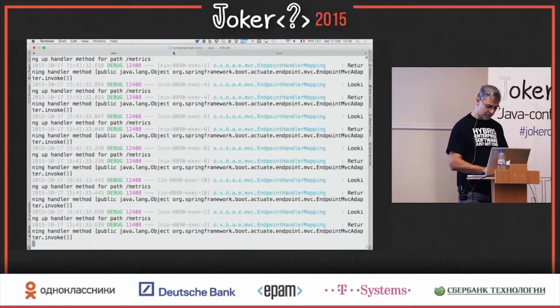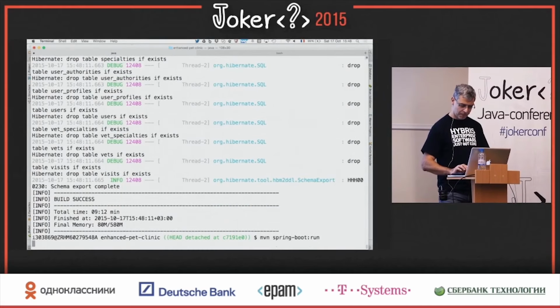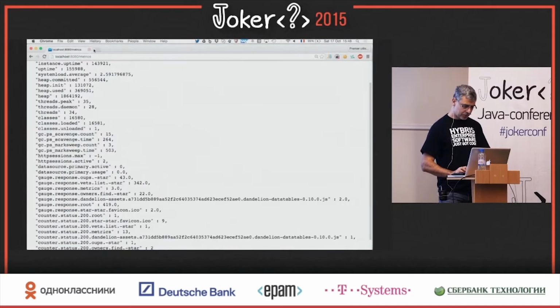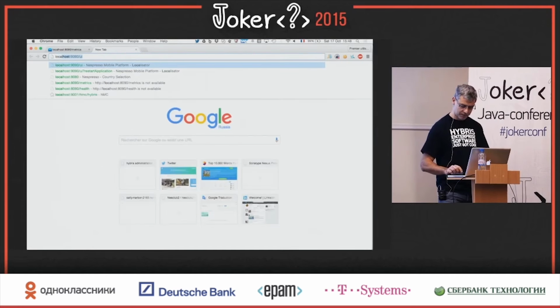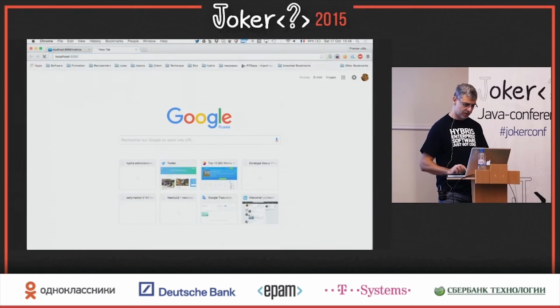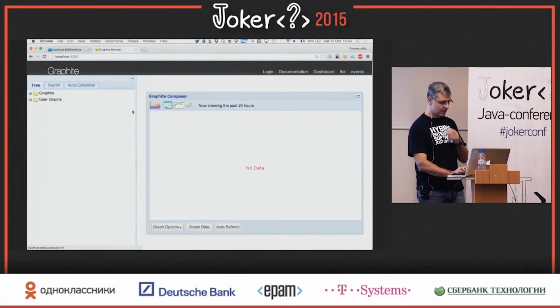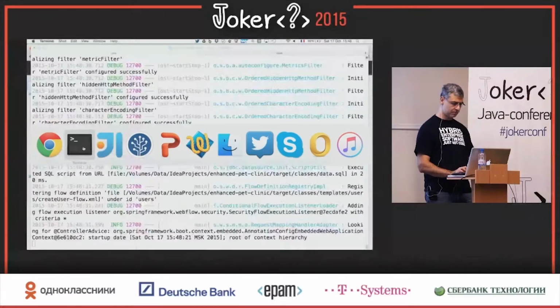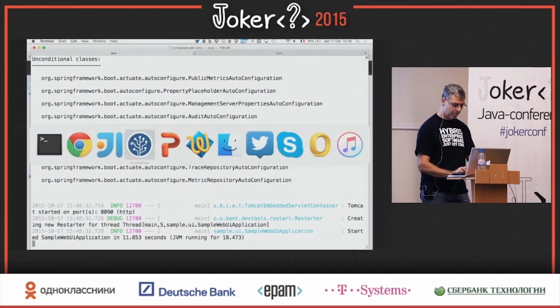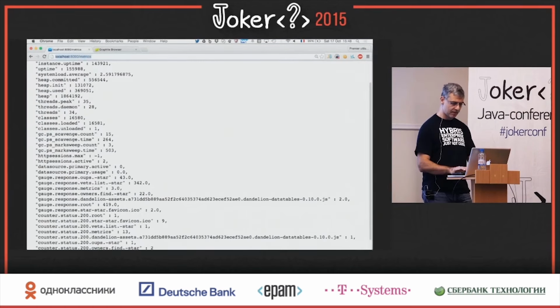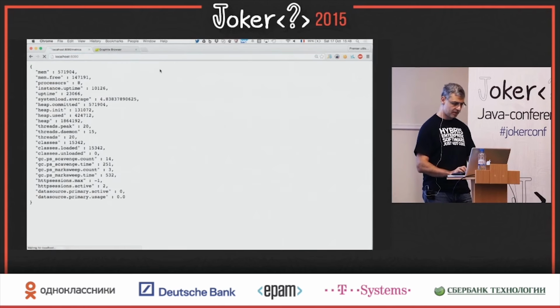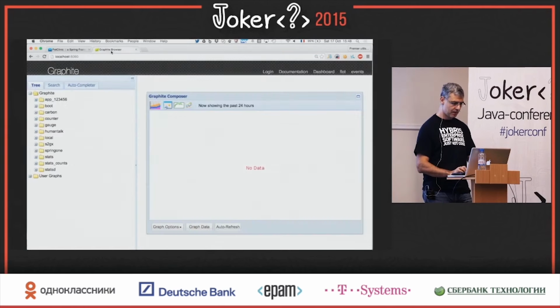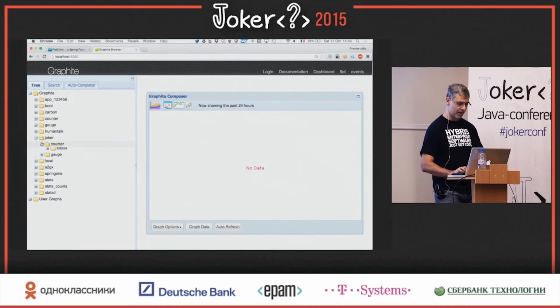Now, if I restart my application, and I go to localhost 8080, which is my graphite dashboard, is there something called Joker here? No, so I should wait a little bit, and I should play with my metrics and with everything in here. And now, if I restart, please. Yes! It's always nice when a demo works well.